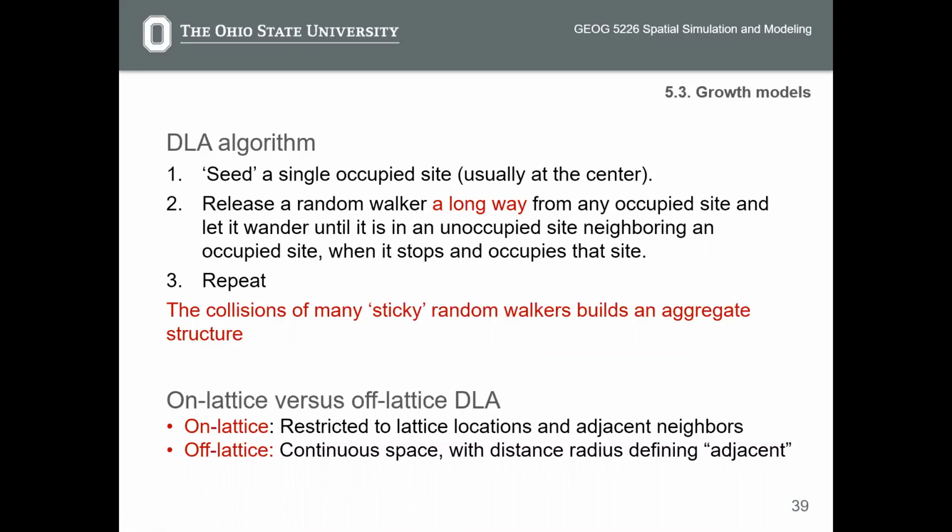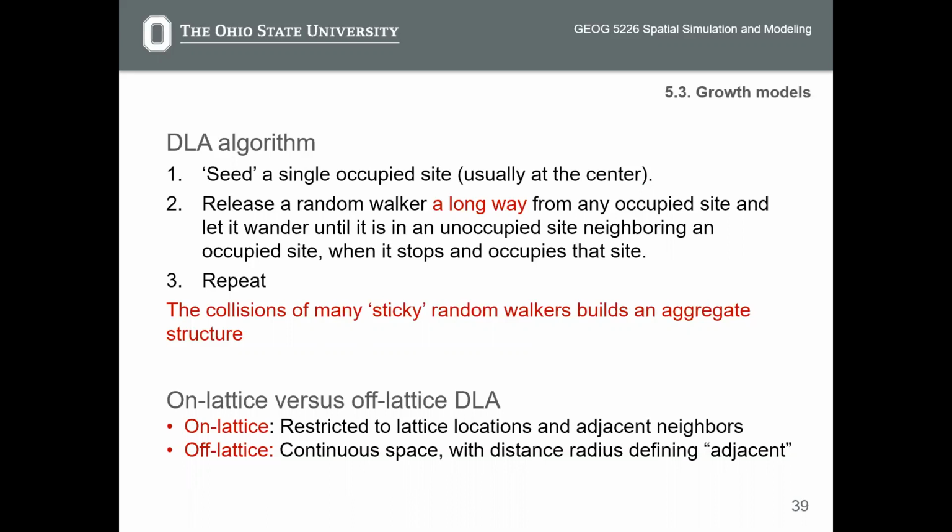Of course, you can assign different rules to this walker to let it wander. It could be a basic simple random walk, or any other random walk policy or rules. You can apply any random walk rules to this walker. It will wander until it is in an unoccupied site neighboring an occupied site. Then it stops and occupies that site, and we repeat this process.